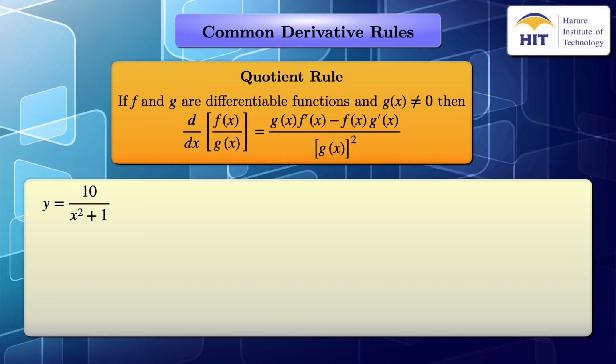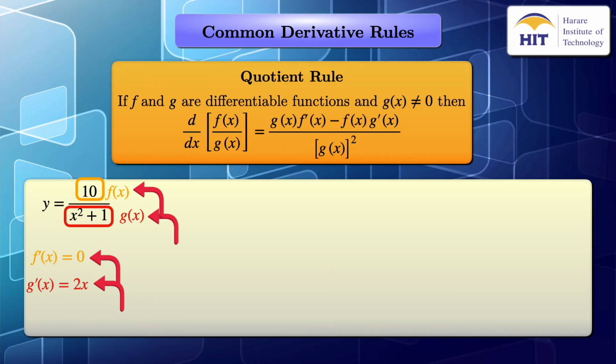In this case, if we look at our numerator, we have a 10. So that's what we call our f of x. And our denominator is x squared plus 1. That's what we call our g of x. So in our formula here, we start by differentiating f of x to get f prime. And we have f prime of x is equal to 0 since f of x is a constant. And then we differentiate g and we get g prime is equal to 2x. And then we substitute this into this formula here.